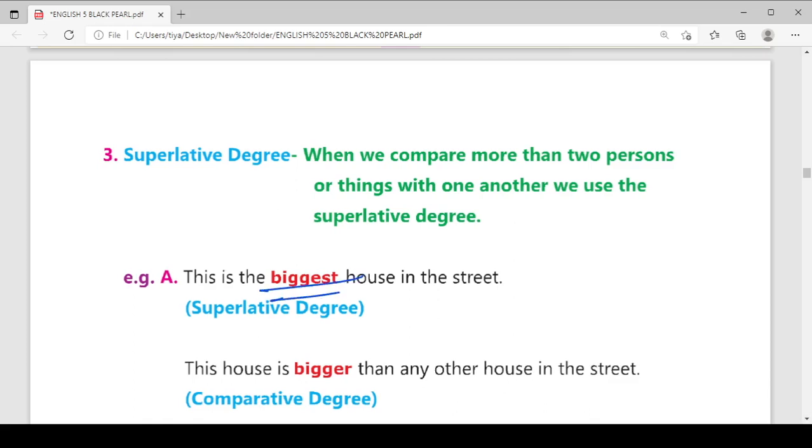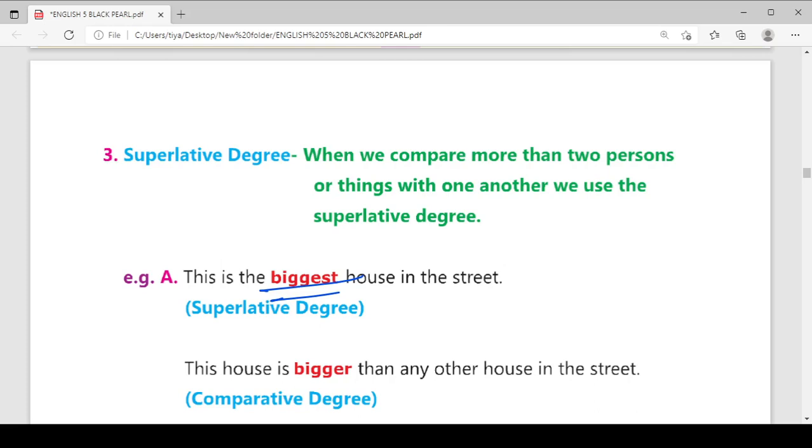We are comparing all the houses situated in the city. So this is the biggest house in the street, or this is the biggest house in the city. And whenever we want to compare more than two things, we need to use the superlative degree. Or we can say the same thing in the positive degree or the comparative degree.